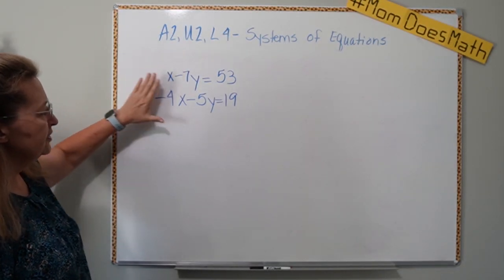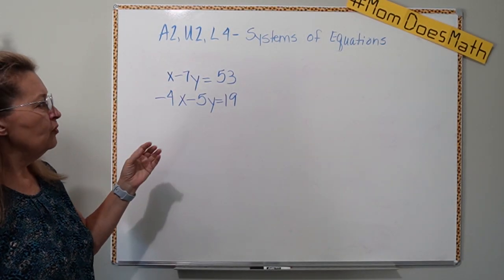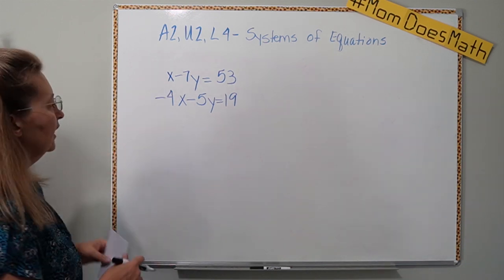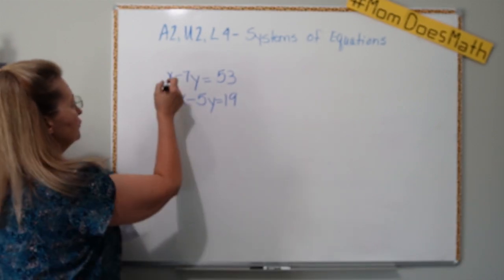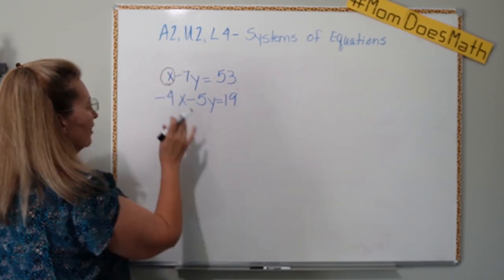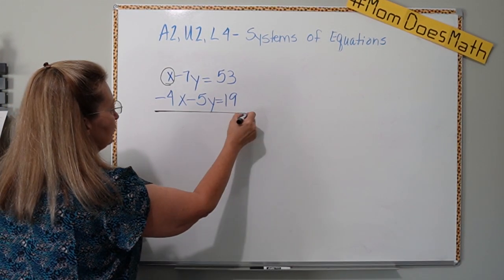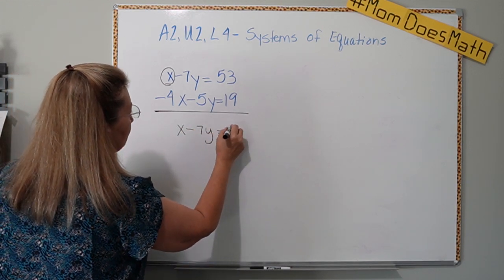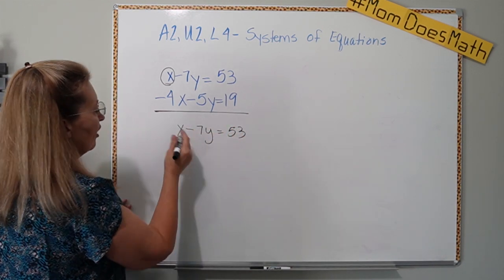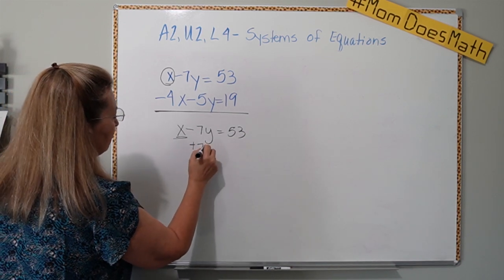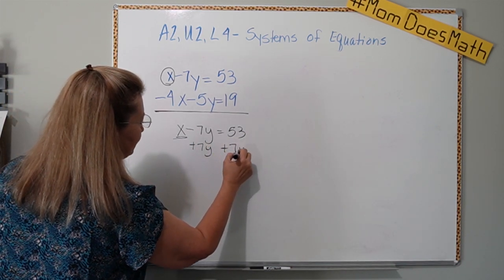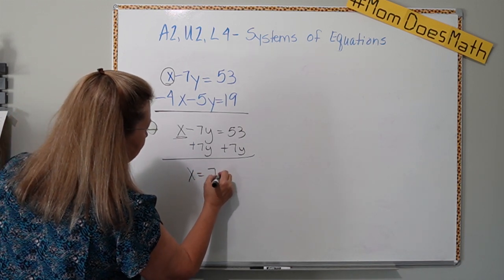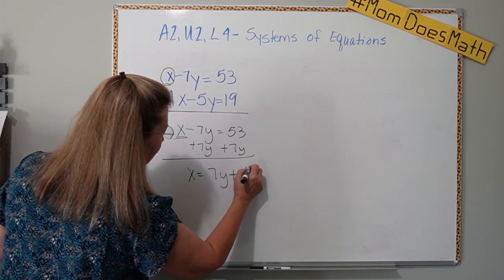Here's your 2 equations, both have an x and a y. Step 1 is to pick one of your equations and solve it for one of your variables. Now from the tips I've given you, you should realize solving for this x right here is going to be your quickest bet. So let's take x minus 7y equals 53, and we're going to solve it for x. And all that's going to amount to is adding 7y to each side. So now you have x is equal to 7y plus 53.